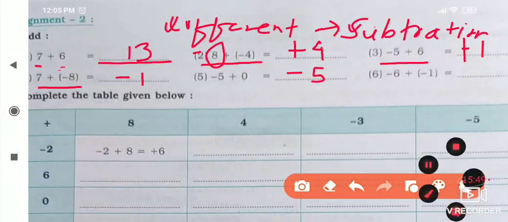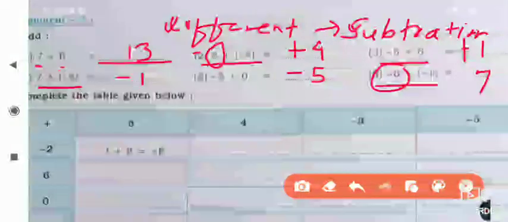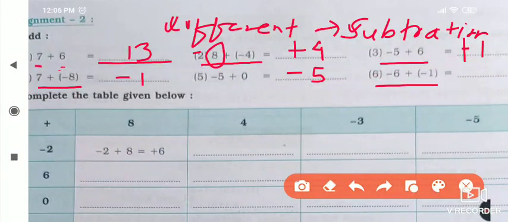In the next example, both numbers are negative. If both numbers are negative, the sign is the same, so as I told you, addition. So 6 plus 1 is equal to 7, and the answer will get the bigger number's sign, and the bigger number is negative, so its answer is negative 7. Understood? In that way we have to solve these examples. Note this down, all of you. If you have any doubt, then ask me afterwards.